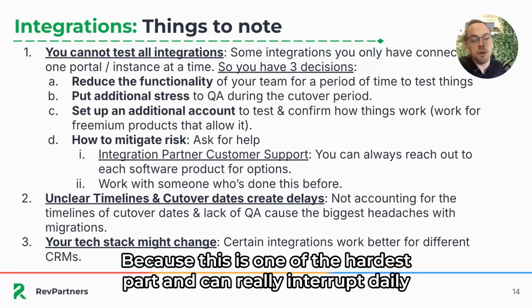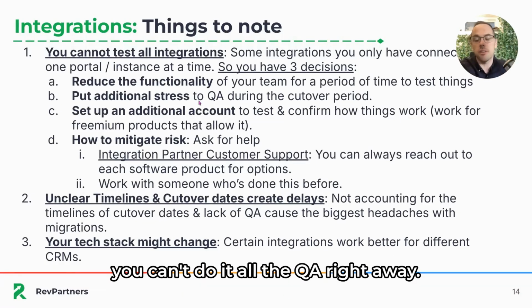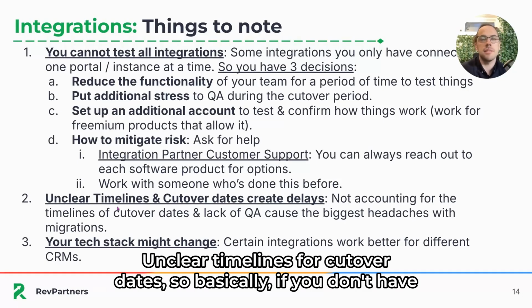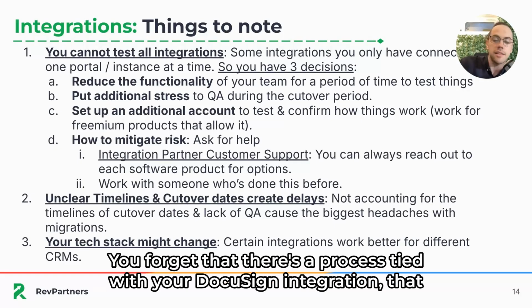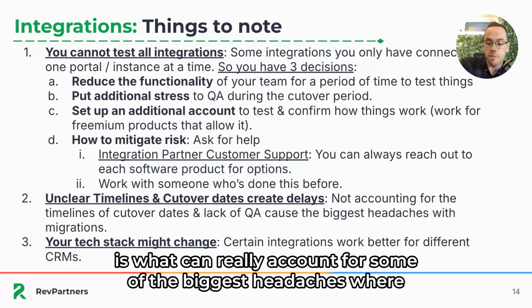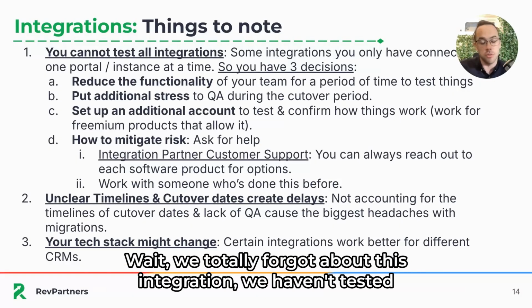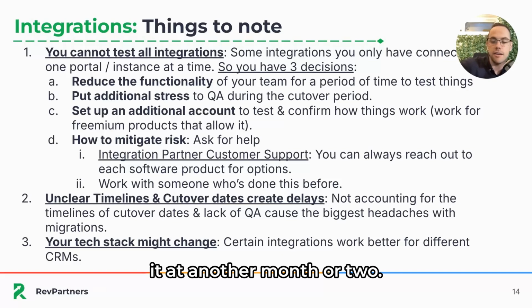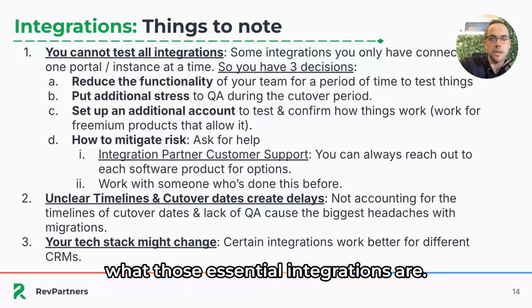Because this is one of the hardest parts and can really interrupt daily flow, given the additional stress of QA, that you can't do it all right away. Next: unclear timelines for cutover dates. Basically, if you don't have clear timelines and understand the order of operations, this is where headaches come in. You forget that there's a process tied to your DocuSign integration. That is what can account for some of the biggest headaches, where you're like, wait, we can't migrate. Wait, I thought the go live date was this. Wait, we totally forgot about this integration. We haven't tested it. Add another month or 2. That's what we're really trying to avoid. So you want to really understand what those essential integrations are.